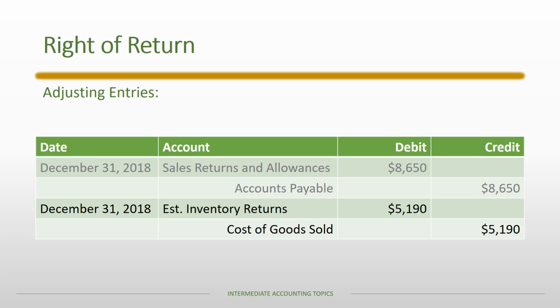Now we're going to debit estimated inventory returns. Again, this is different than an actual inventory account because it's anticipating it. And so when the return actually takes place in 2019, we would credit the estimated inventory return account and we would debit our inventory account.